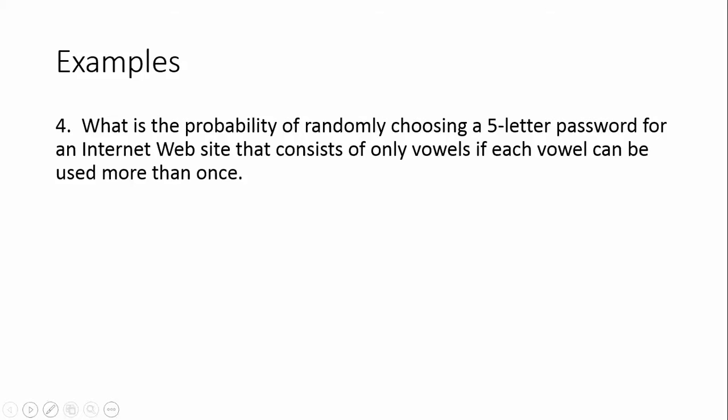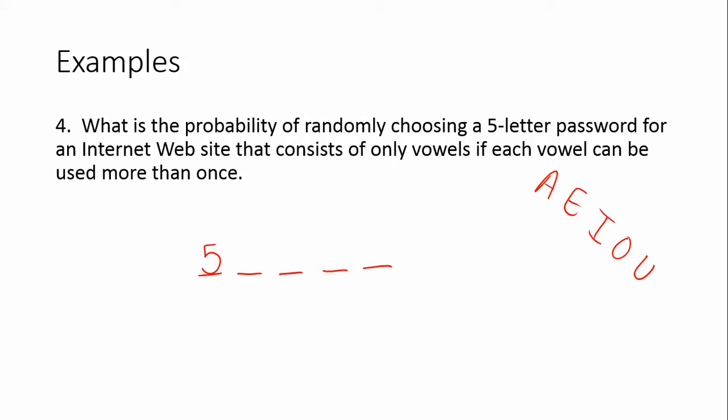Here we have the probability of randomly choosing a 5-letter password for an internet website that consists of only vowels if each vowel can be used more than once. So first we have a 5-letter password, and I'm going to just make some dashes here for our password. So it can be any 5 vowels, and it says we can repeat or use a vowel more than once. So let's talk about just the first position here. How many different letters can go in for the first part of the password? And your answer is 5, because there are 5 vowels. And let's write them over here: A, E, I, O, and U.